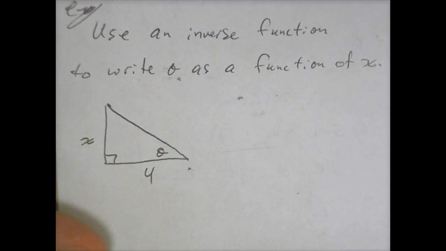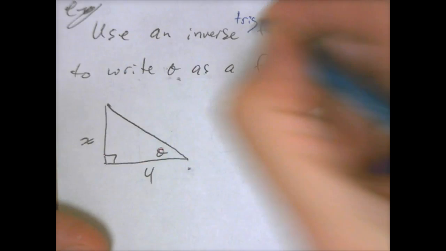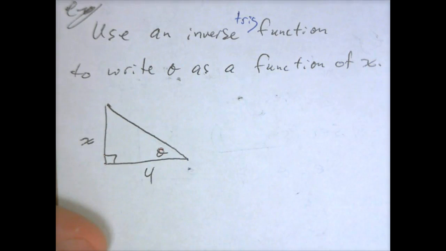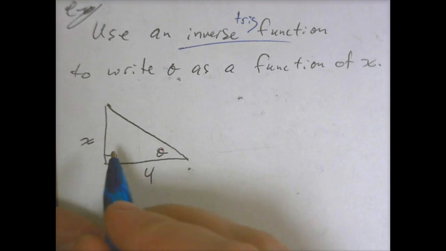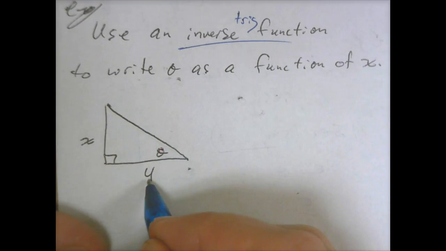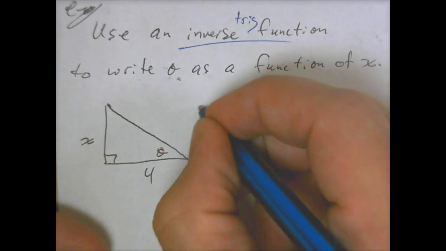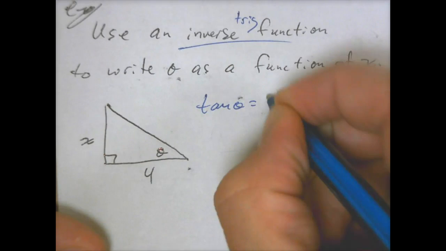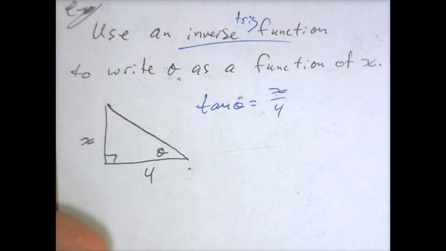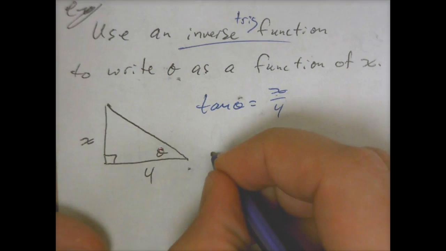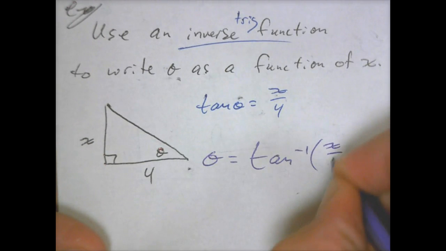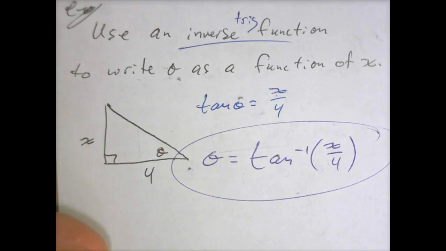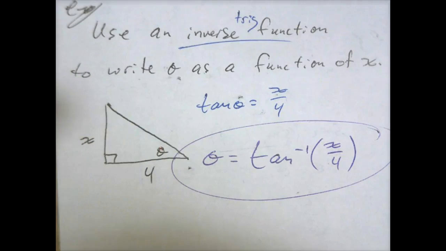Alright, last one of the day. Use an inverse trig function to write theta as a function of x. So I know I'm going to be using an inverse function. Well, this is my opposite side from my angle, and this is my adjacent side from my angle. So if I use tangent, I can say tangent theta equals opposite over adjacent. That's not an inverse function, but to write it as an inverse function, I would just say that the angle equals tangent inverse of my function value, which is x over 4. And there would be my inverse function, theta as a function of x.